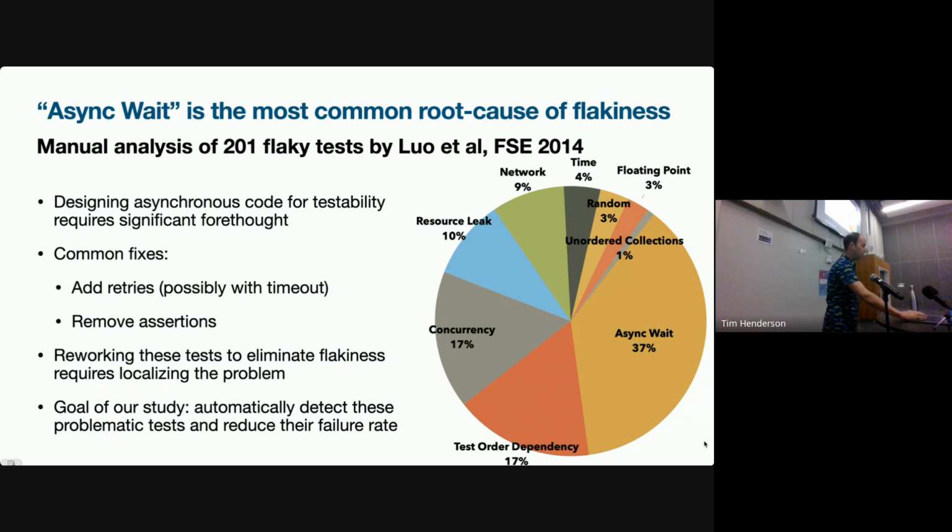So the goal of this work was to come up with an approach where we can automatically detect these kinds of problematic tests and come up with something that can reduce the failure rate of these tests, ideally without requiring significant developer effort.